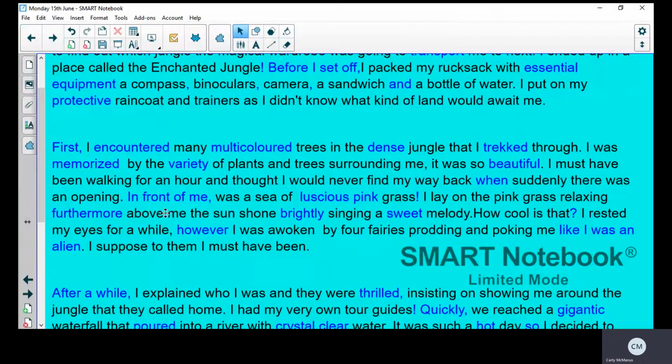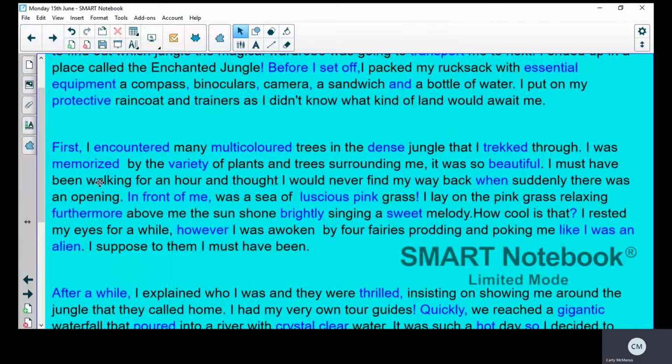Now, I said in my plan that I had to go through multicoloured trees and it took me to pink grass. So I've had to extend these sentences. So I've put first on my time opener, I encountered. That means came across, discovered, but it's a better word than found. Multicoloured trees, that's my adjective. In the dense jungle, again an adjective. I trekked through. Now, trekked is another word for walked, isn't it?